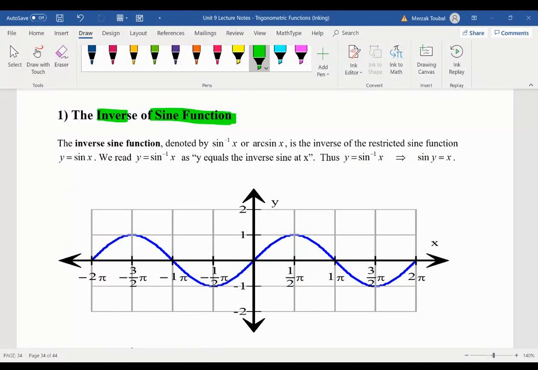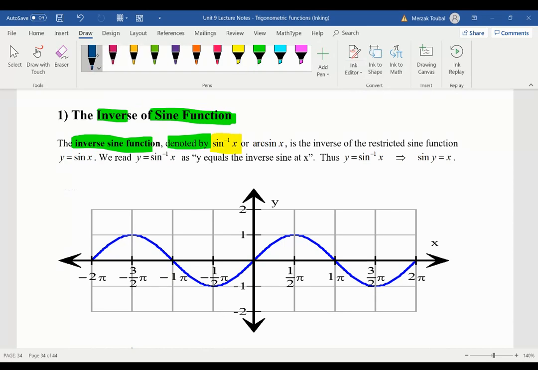The domain of the sine function is all real numbers, or negative infinity, comma, positive infinity. But once we put the restriction, then it will no longer be all real numbers. So I'm going to go over this. The inverse of the sine function is denoted by sine to the negative 1.